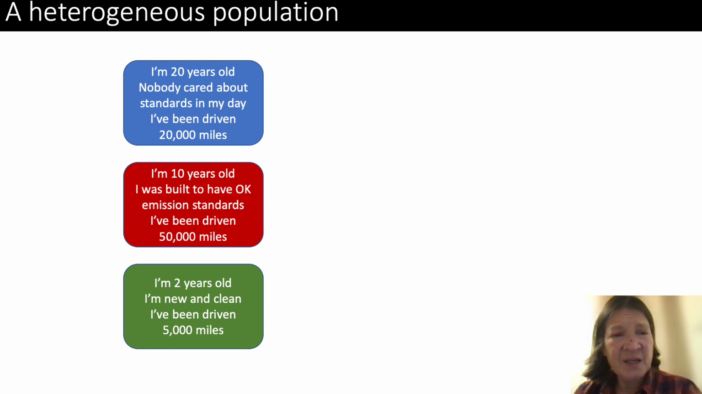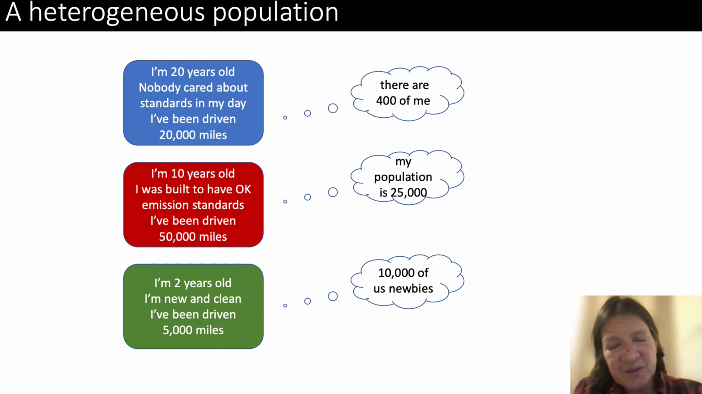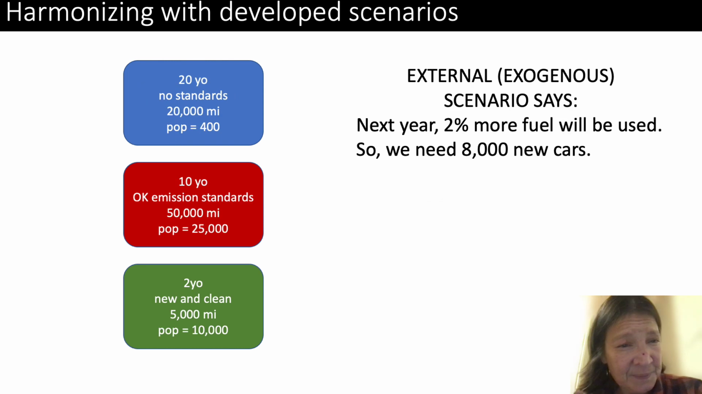The other thing we need to have a population is we need to know how many there are. So there may only be 400 of those 20-year-old cars, and they may not be driven very much, but when they do, they're high emitters, and so they can be important. And so each group of cars knows how many there are.